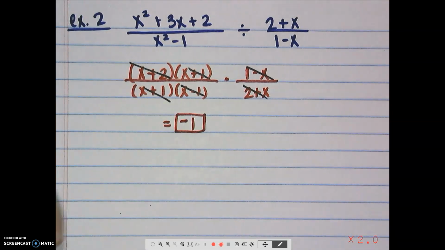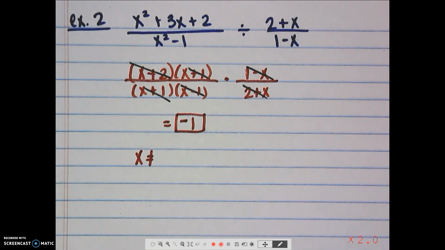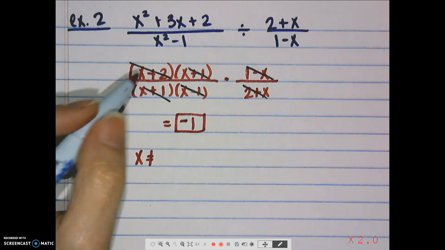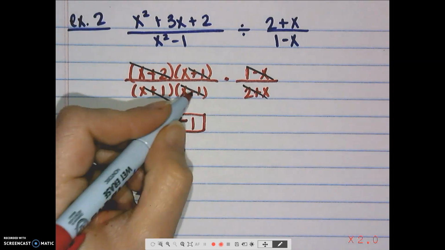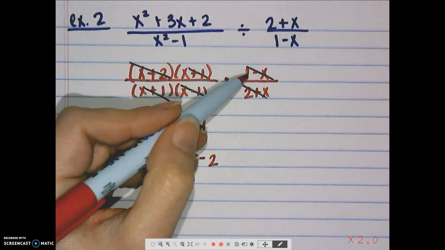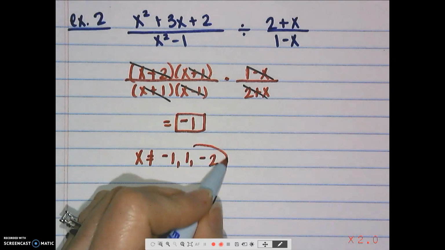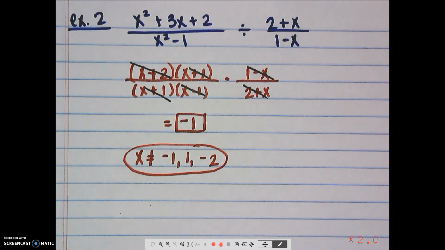Now, we didn't write our restrictions yet, which is fine. That just means that we need to go back and write them at the end. You could have written them before. So here we have negative 1, positive 1, negative 2, and then this one would also give us a positive 1 if we solved that for x. So remember, factor everything, flip the second fraction for multiplication, write restrictions, cross things off, and then look for anything that's left to write as your simplified answer. And that's it.